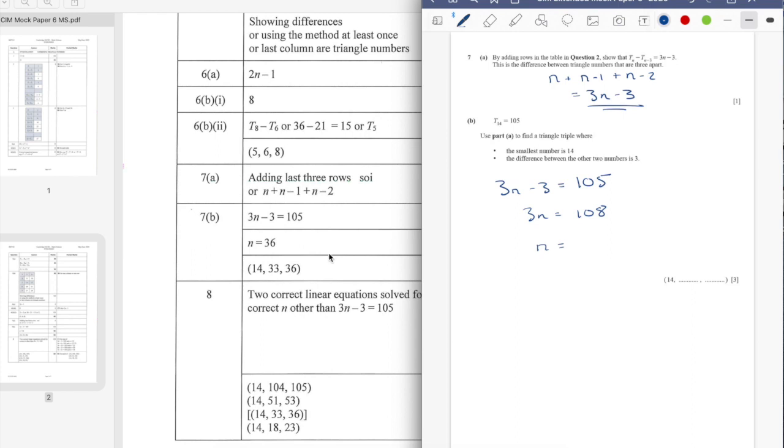Oh, it's right there. 36. I'm looking down at my iPad, not looking at the mark scheme. So we've got the n value of 36, and obviously then the number before that, the Tn minus 3, will equal just 36 minus 3, which is 33. So we get 14, 33, and 36 for that one.